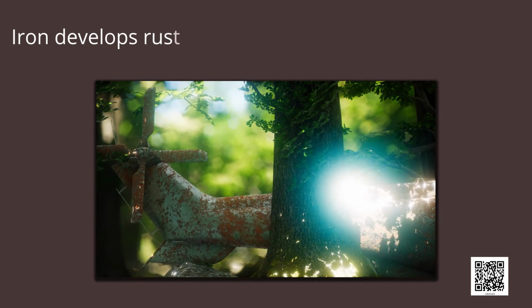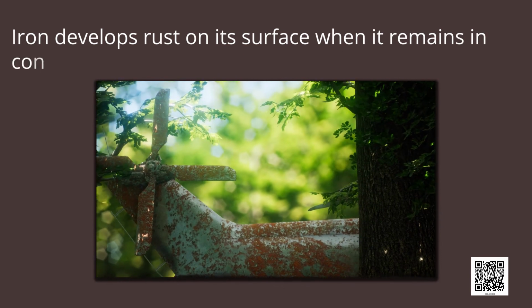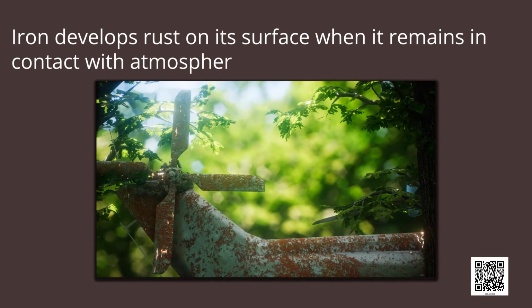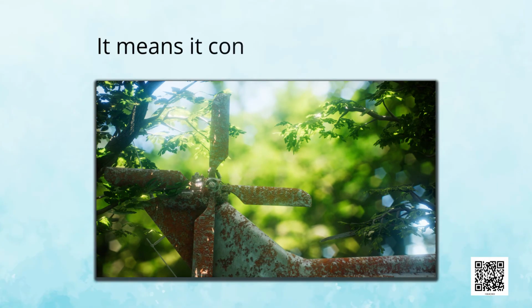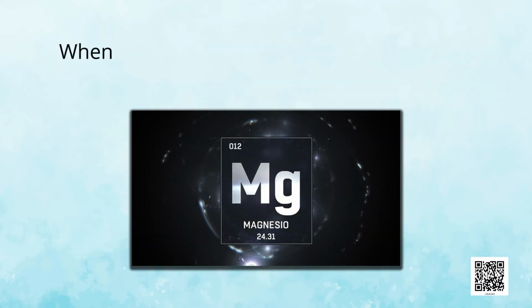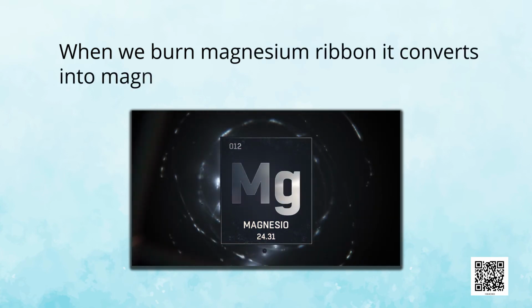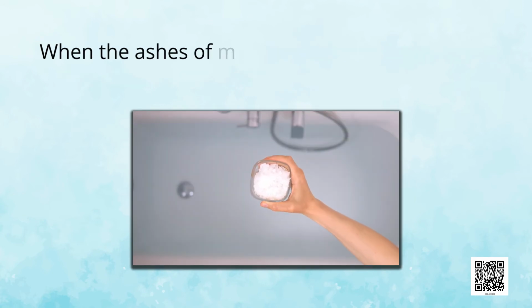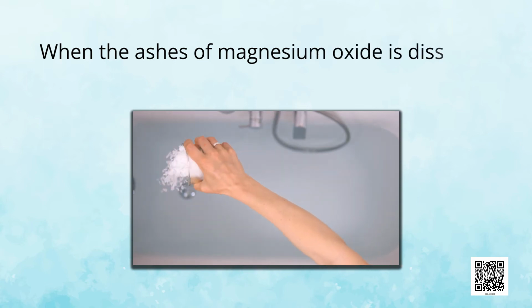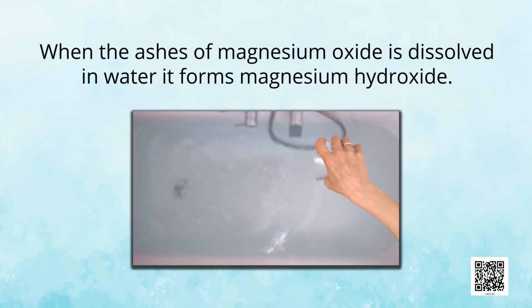Iron develops rust on its surface when it remains in contact with atmospheric oxygen and moisture. It means it converts into its oxide. When we burn magnesium ribbon, it converts into magnesium oxide. And when the ashes of magnesium oxide are dissolved in water, it forms magnesium hydroxide.